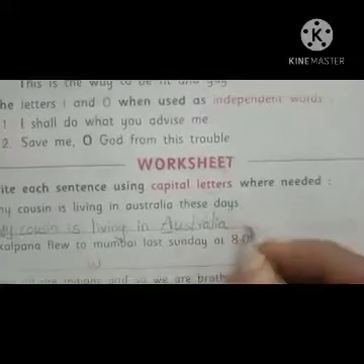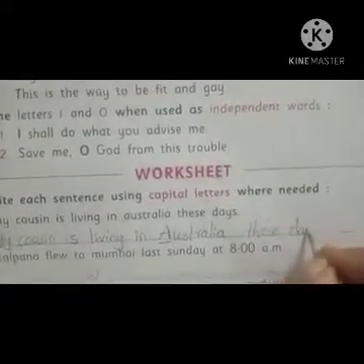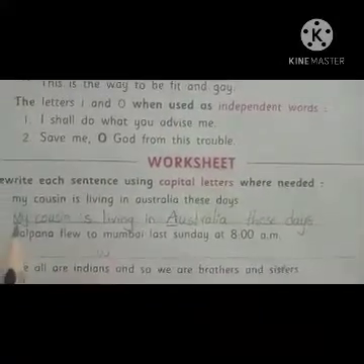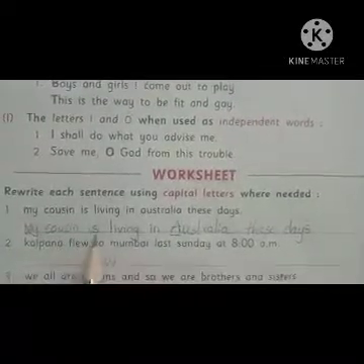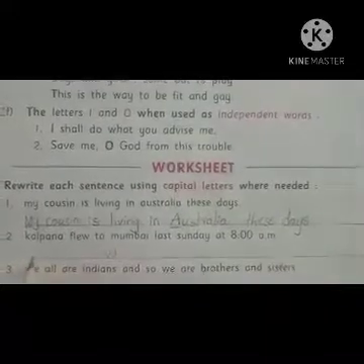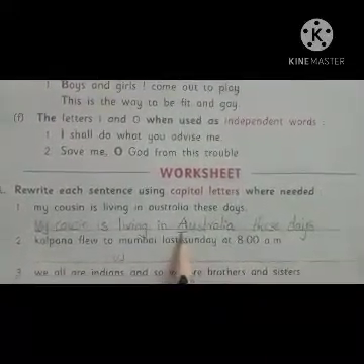A-U-S-T-R-A-L-I-A. Australia. These days. See here what we changed here, M and A. My cousin is living in Australia these days. Okay children, M and A are the capital letters.